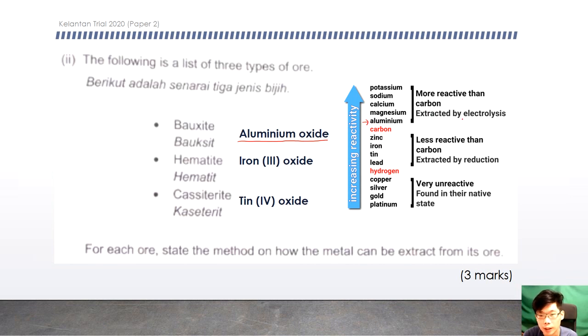So we have to use extraction by an electrolysis process. Then hematite contains iron(III) oxide. Iron is less reactive than carbon, so you can extract it by reduction with carbon. Then cassiterite contains tin(IV) oxide. Tin is also here, below the hydrogen, below the iron, so it is also extracted by reduction with carbon.